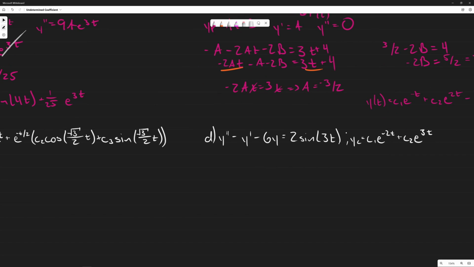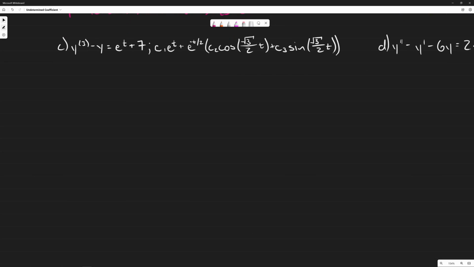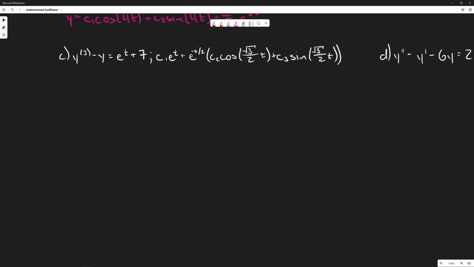So we're just gonna go ahead and try one where it is. In this ODE, we are given y triple prime, the third derivative of y, minus y is equal to e to the t plus 7. And right here, we already have a problem. e to the t is very similar to the c1 e to the t of the homogeneous solution. So this is where that second rule comes into play.